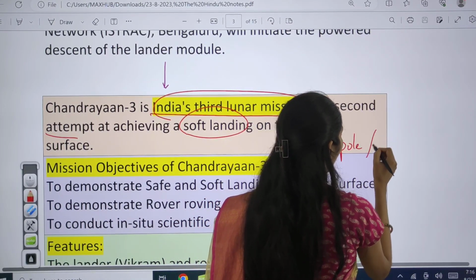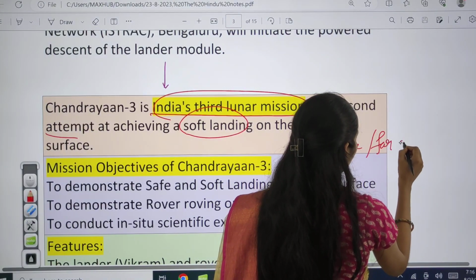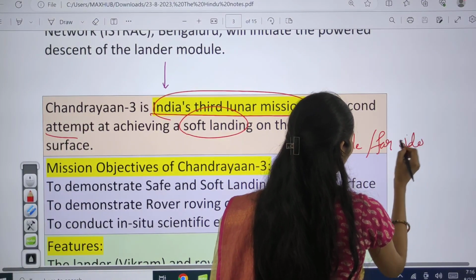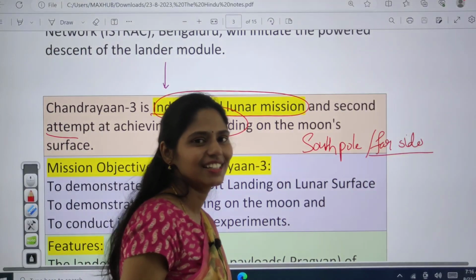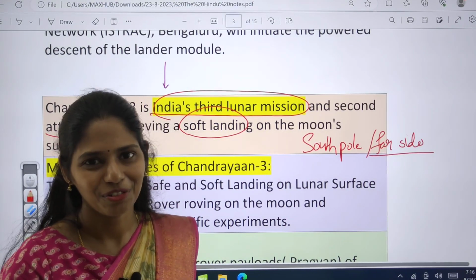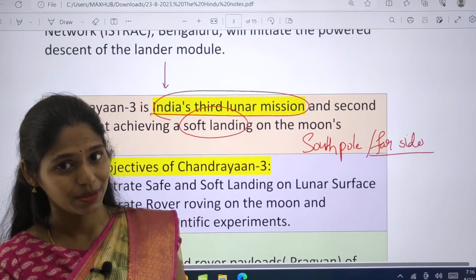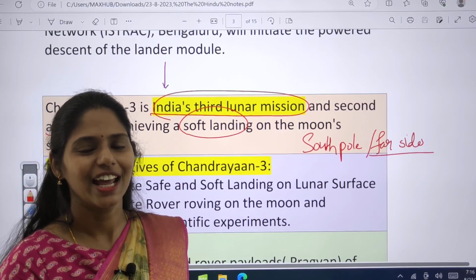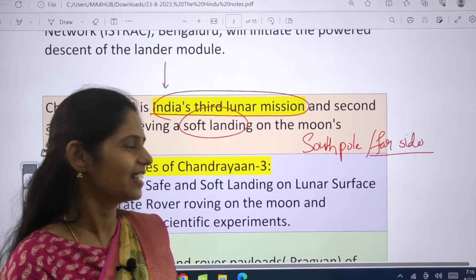that too on the far side. So please let me know what a far side is and what the reason for the dark side of the moon is. In yesterday's lecture, I explained that. So I'm asking the question now. It will be helpful for your revision.